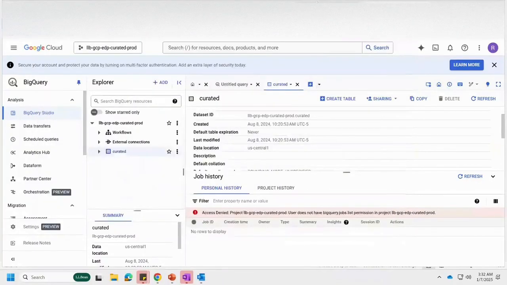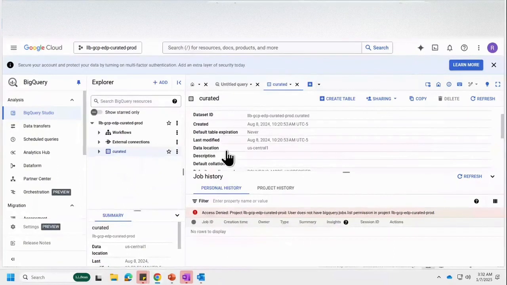Okay, so we know it's this one. I think it makes sense, right? That nested inside would be tables, datasets, tables.